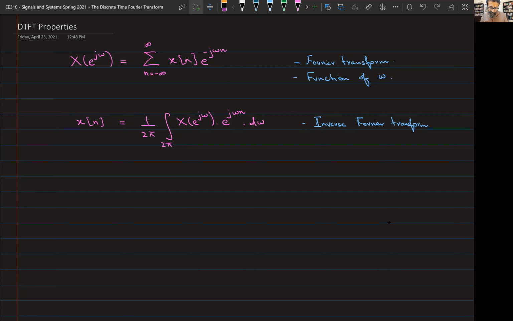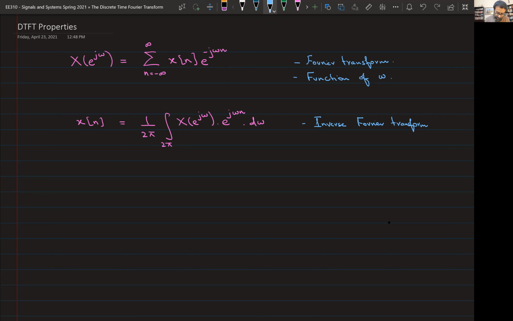And how do you compute the inverse Fourier transform? This was the inverse Fourier transform relationship. This is called the analysis or synthesis. And one of the things that is different is that this integral is now over any frequency interval of 2 pi, and is not from minus infinity to plus infinity. So that's one of the fundamental differences.